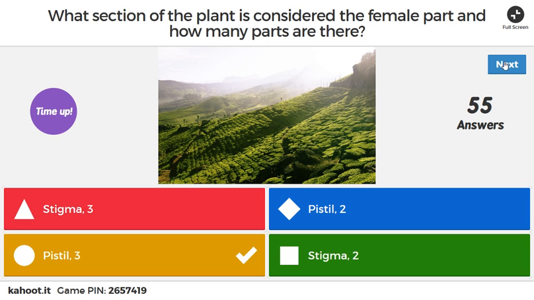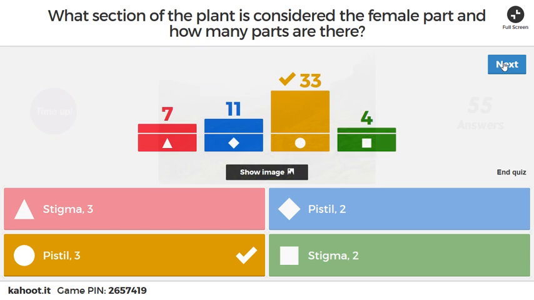You know, I've never heard the music run out like that before. This is the first time I've ever heard the music run out. It has the pistil, that is the female part, and there are 3 parts.